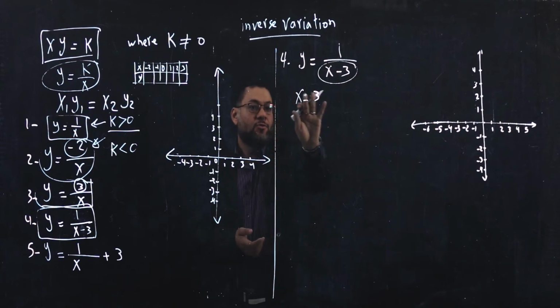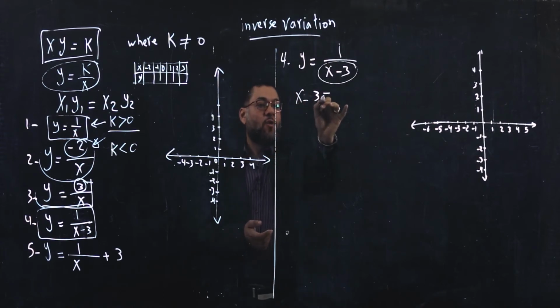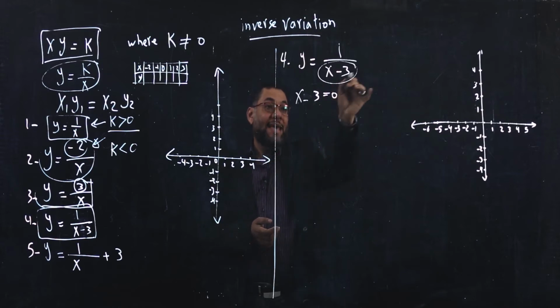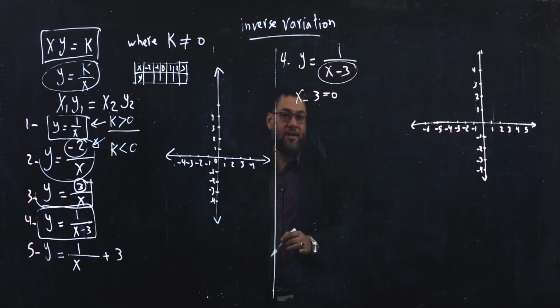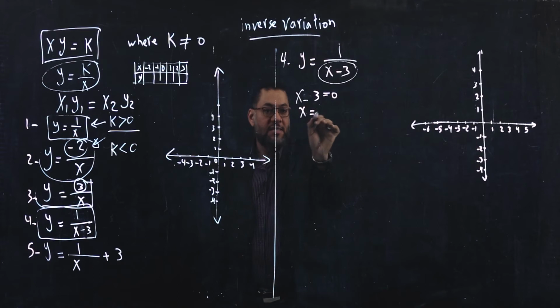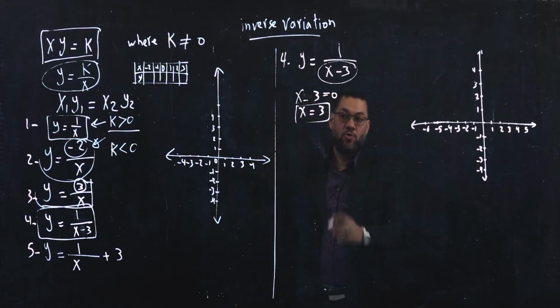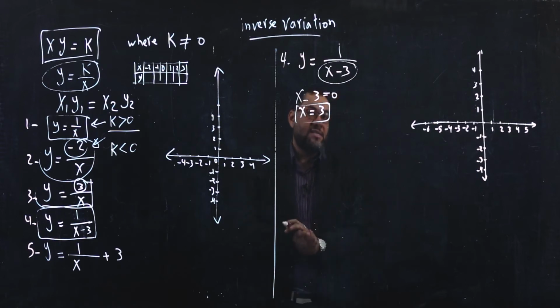How to get it? x minus 3 equals 0. The denominator can't equal 0. So this value, x equals 3, is the excluded value. We can put it equal 0.